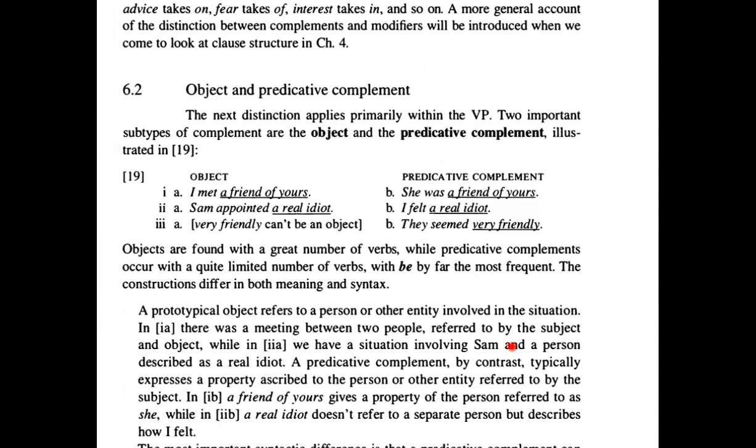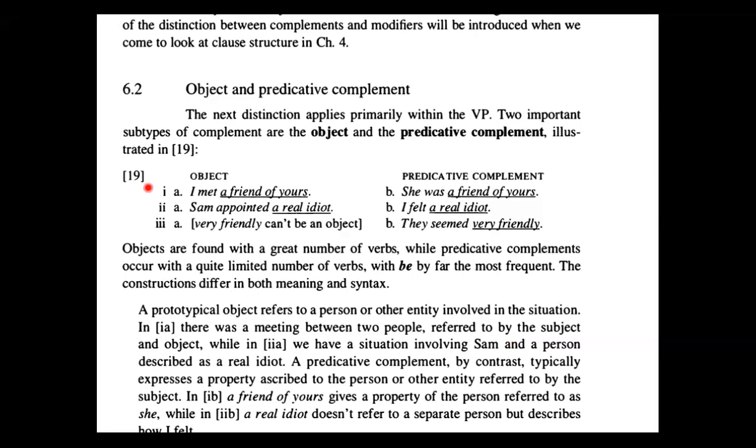The first example: I met a friend of yours. Here the underlined part, a friend of yours, is the object of the sentence. Where is the object located? The object is usually, or always, after the verb. So here, after I met, the object, in Arabic we call it مفعول به.